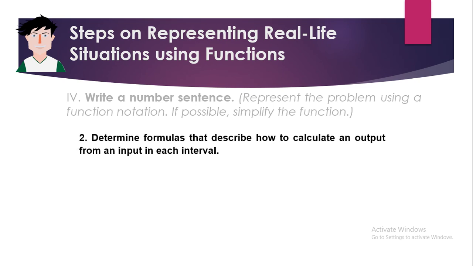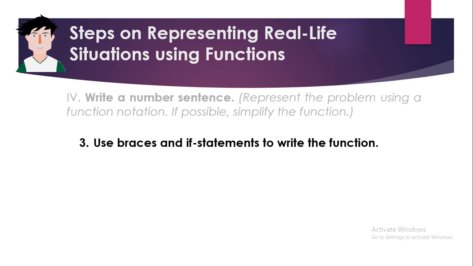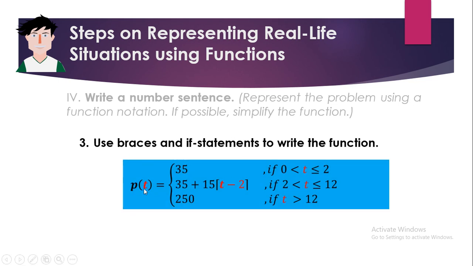But if you park for more than 12 hours, a flat rate of 250 pesos. So that is 250 if t is greater than 12. So to use braces and an if statement to write the function, that will become p of t equals 35 if t is greater than 0 but less than or equal to 2. The second, 35 plus 15 times the ceiling function of t minus 2 if t is greater than 2 but less than or equal to 12, and a flat rate of 250 if t is greater than 12.